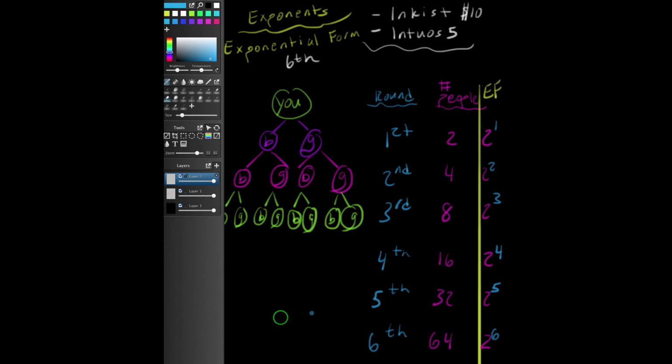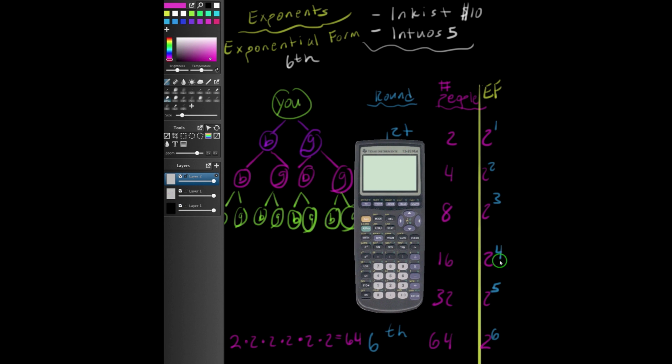So let's just write that one out. That's the same as taking 2 and multiplying it by itself 6 times: 2 times 2 times 2 times 2 times 2 times 2. So 1, 2, 3, 4, 5, 6 should equal 64. And the way to express this in exponential form is 2 to the sixth power. But let's just double check. We could do it mathematically, or just use a calculator real quick. So we have 2 to the sixth power should get 64.